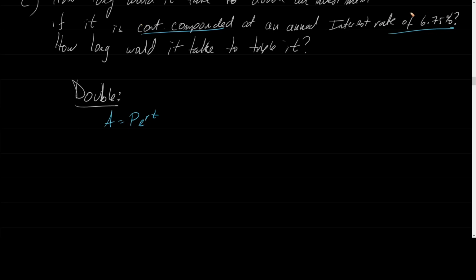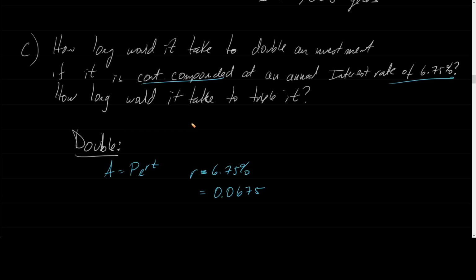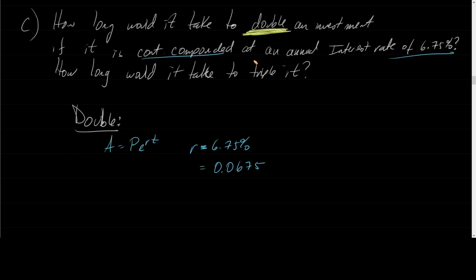And what do we know? We have the interest rate of 6.75%, which means we're working with a decimal of 0.0675. Those are the two things we know. Now, let's read in between the lines. What does this actually want us to do? It wants us to double the investment. Well, what that says is that whatever you start with, you want to double it. What you start with is called the principal, and what you end with is called the amount, as far as this formula goes.